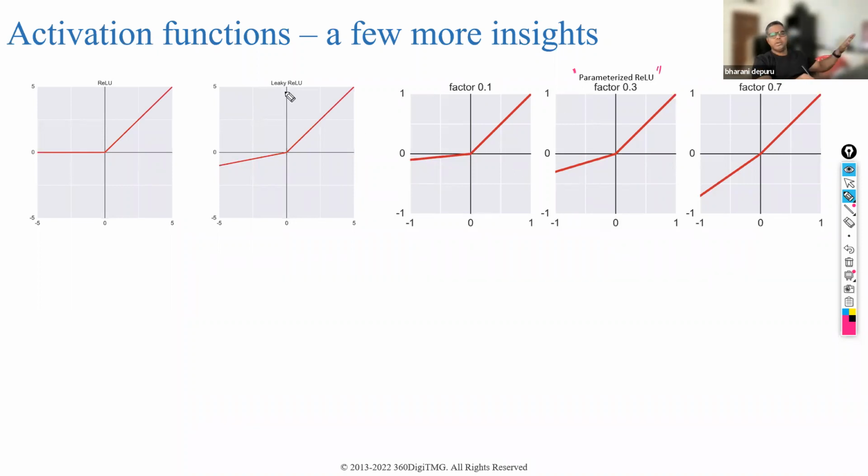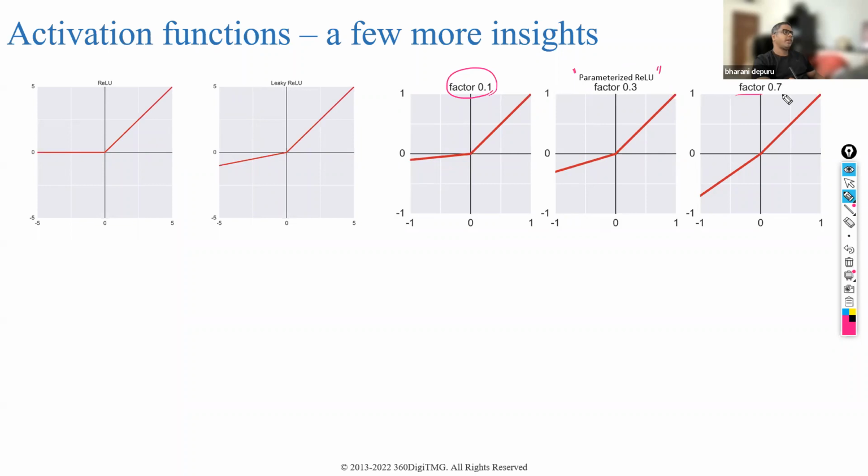Parametric ReLU is exactly similar to Leaky ReLU, with the only exception that if you scale down the activation values by a factor of 0.1, it's called Leaky ReLU. But if you scale down by 0.3 or 0.7, then you get something called parameterized ReLU. You can just try out these things and see how it works. So the essential thing when we use parametric ReLU is to never scale by a factor of exactly 1.